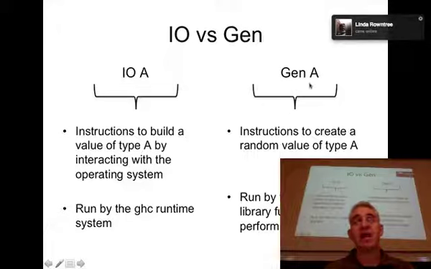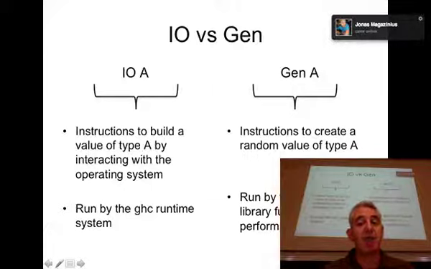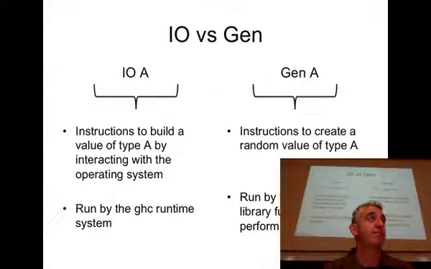Similarly, Gen A, the type that we're going to be looking at today, will be instructions to create random values of type A. These are not things that are run by the GHC runtime system. They're things run by other functions that are found in the QuickCheck library. QuickCheck will automatically use generators that we define in order to generate its random values. Okay?